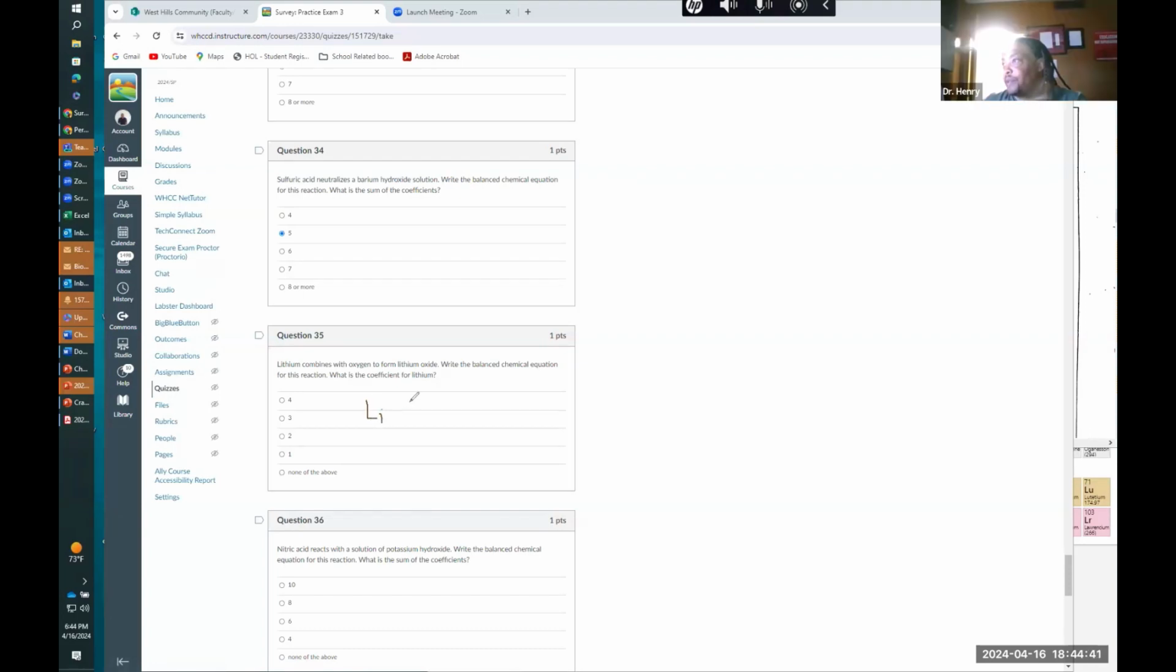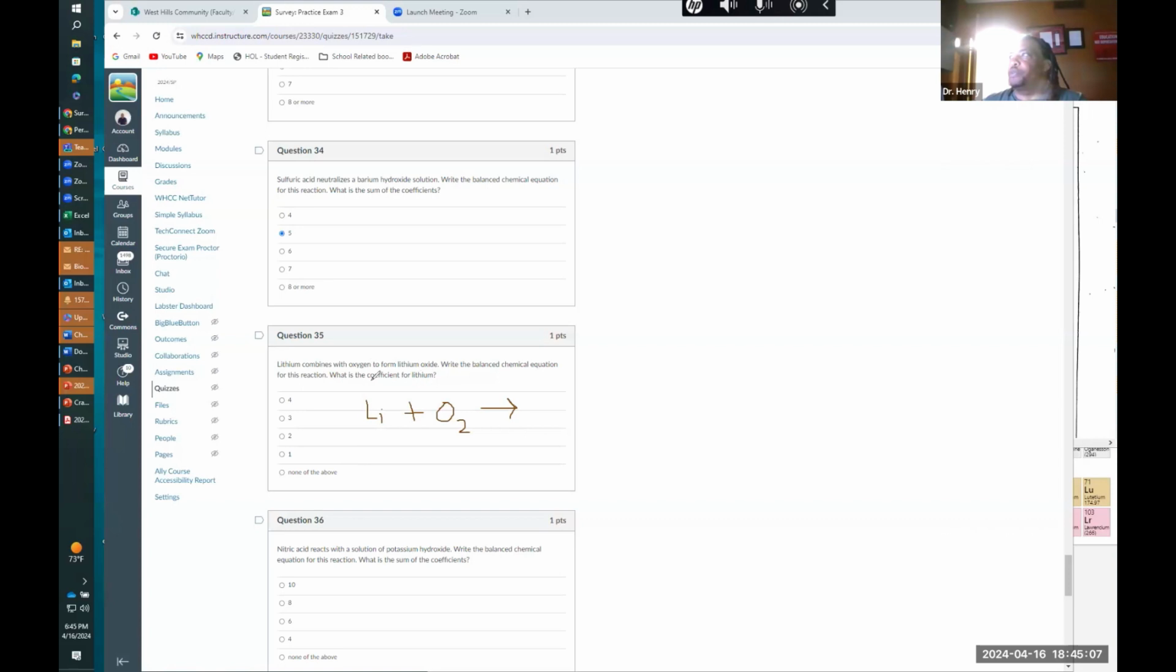Lithium plus, that's what that combined means. Oxygen. So what is oxygen? Is it monoatomic or is it diatomic? Diatomic? Yeah. Okay. And then we're forming lithium oxide.